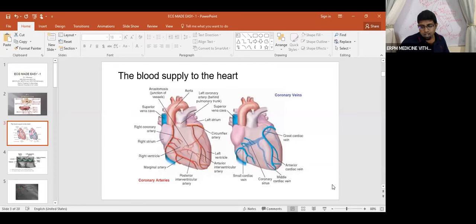There are two coronary arteries, right and left. If you talk about the clinical significance, clinically there are three significant vessels. What are they? One is the left anterior descending artery. Second is your circumflex artery. Third is your right coronary artery. So from a clinical point of view, we are talking about 3 significant vessels.